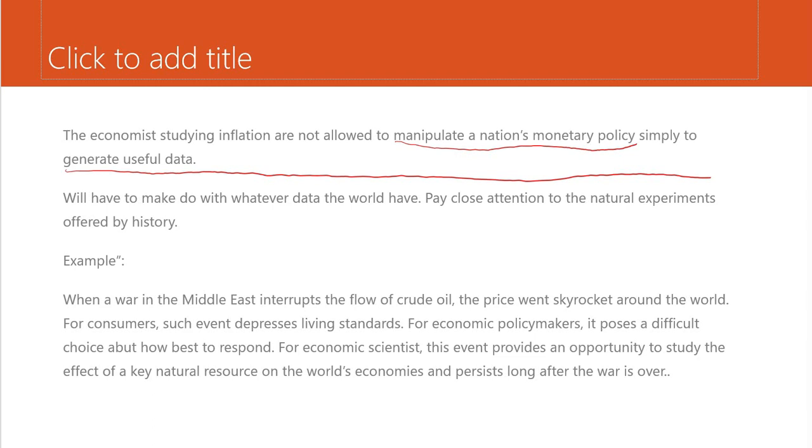So, what economists can do is that they have to make do on whatever data the world has to offer. Okay, they have to pay close attention to natural experiments by history. Apa sahaja historic event yang berlaku, they have to pay close attention. For example, war. Apa yang berlaku war, of course, it affects the country's current economy.